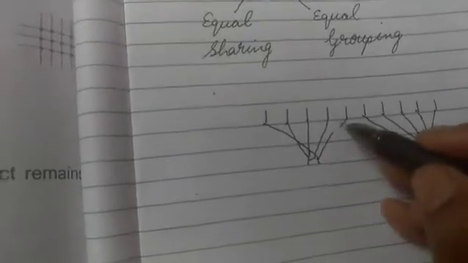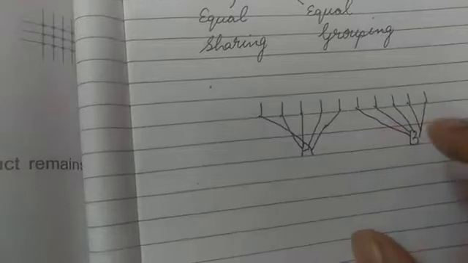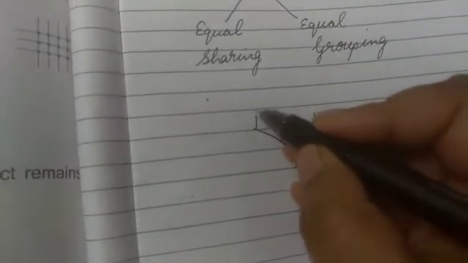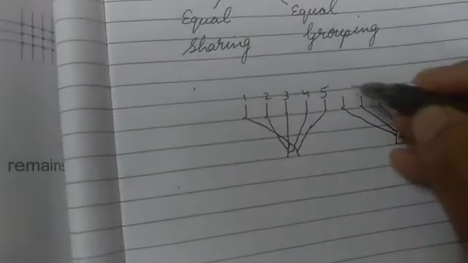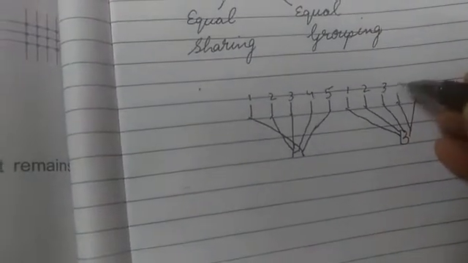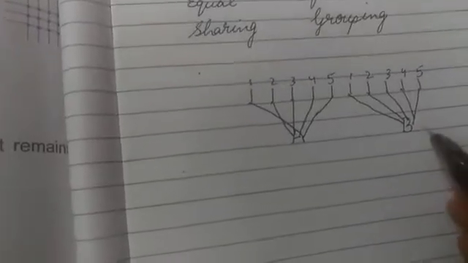This is known as equal sharing, meaning the children will get an equal number of chocolates. Like A is getting 5 chocolates and B is also getting 5 chocolates. So this is known as equal sharing.